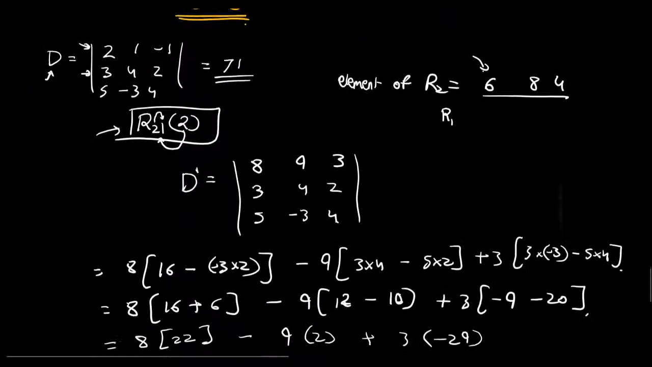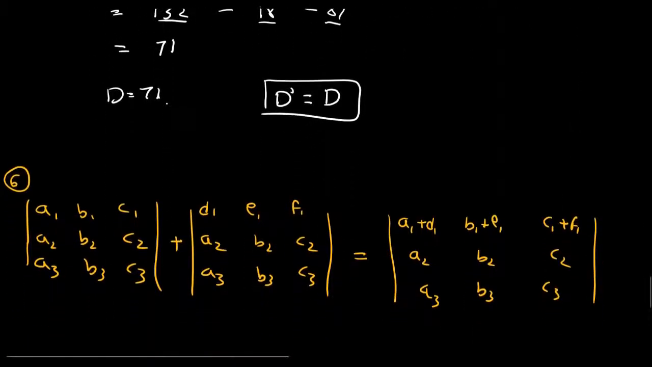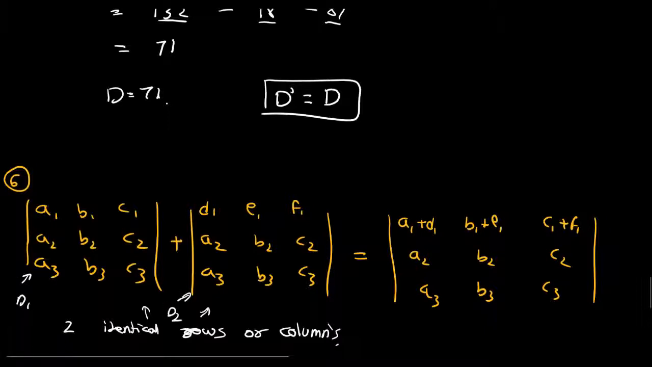Okay, the last property that we are going to discuss today is the sixth property of the determinant. The sixth property of determinant states that you can add two determinants if both of the determinants have two identical rows or columns. That is to say, in this determinant and in this determinant, the second row and the third row are identical. Then if you want to add these two determinants, the value of that determinant will be given like this. You just add the first row, and the rest of the identical rows remain the same.